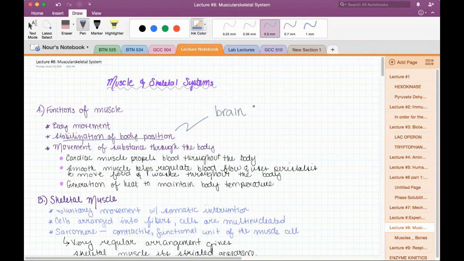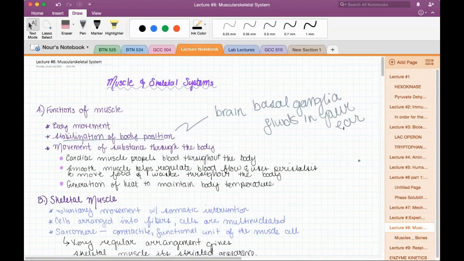From the top of my head, I think it's the basal ganglia that deals with the stabilization of the position. Another element that deals with stabilizing your body position, or orientation rather, is the fluids in your ear. They help you orient yourself so you know what space you're in. They have other functions too, but I'm just adding them to connect things for you guys.